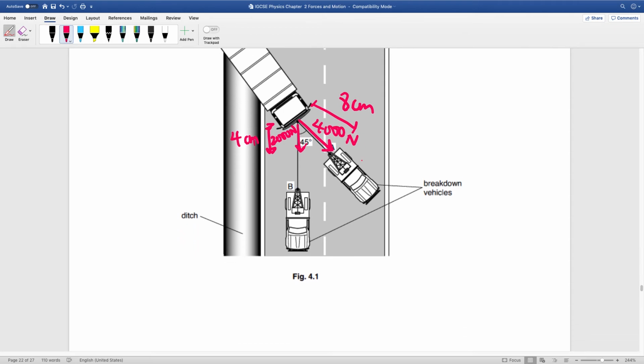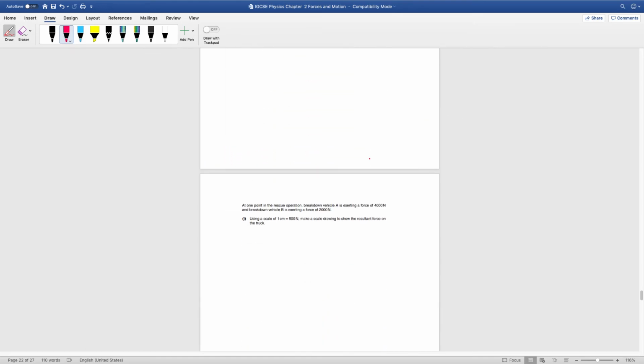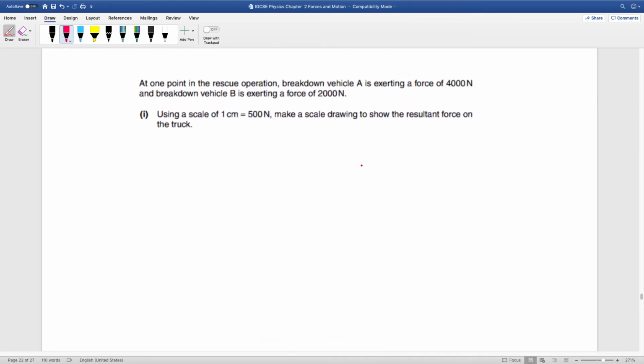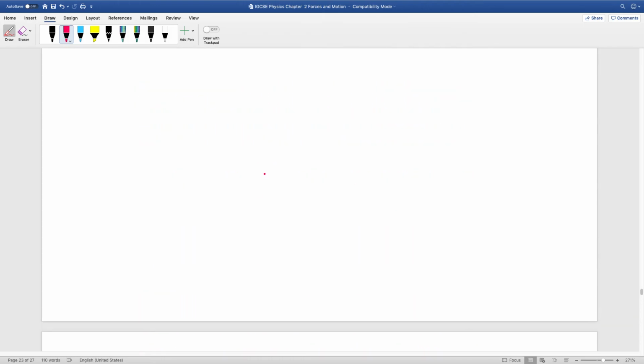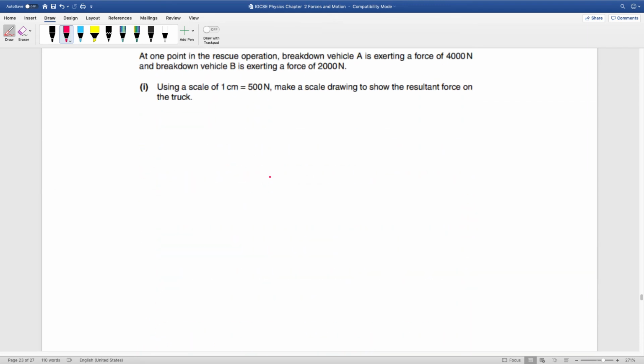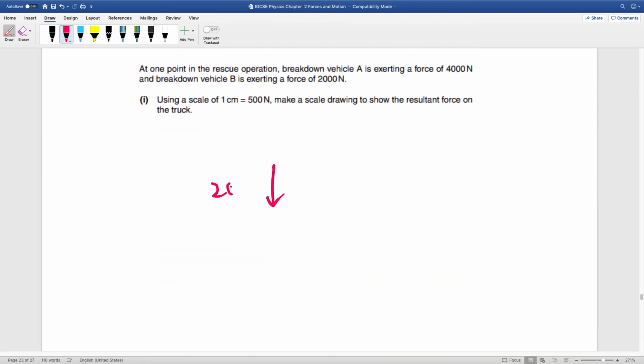Hey, let's go on now. You want to find the net force, to show the resultant force. So now one is 2,000 Newton, one is 4,000 Newton. Not on scale. So how can you draw the resultant force? Either you use the triangle rule or the parallelogram rule.